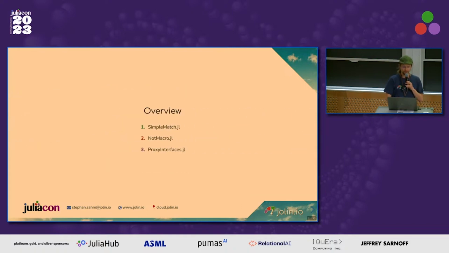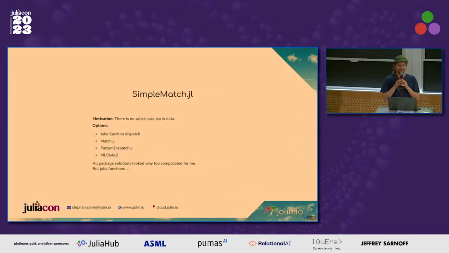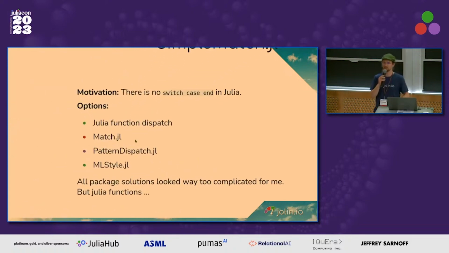Let's start right away. So we have 3 packages: SimpleMatch, NotMacro, and ProxyInterfaces. The first one is SimpleMatch. That looks a bit tiny, that's okay. I won't do this the whole time, but at least for the beginning, I have some Zoom specialty.